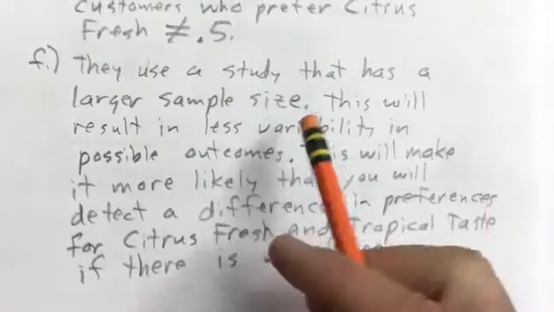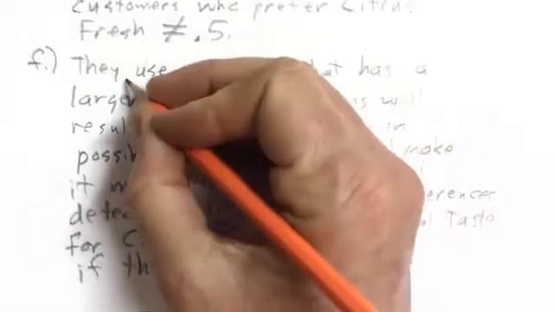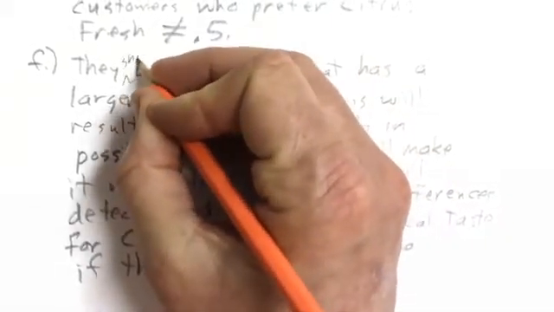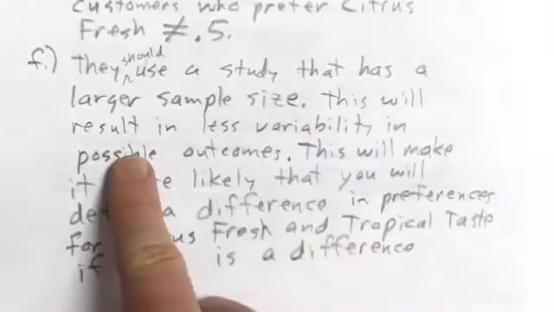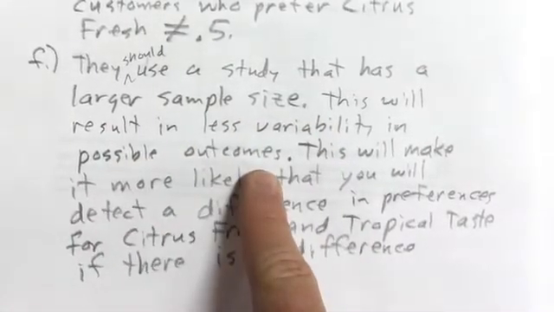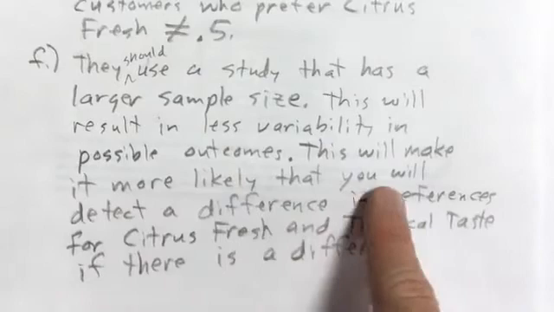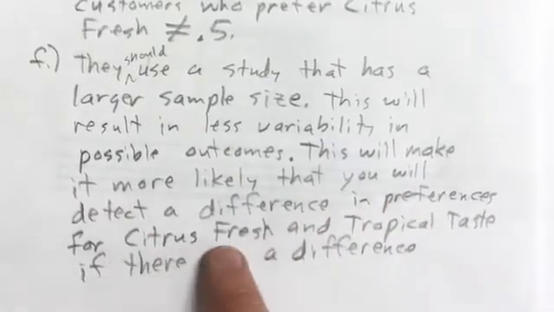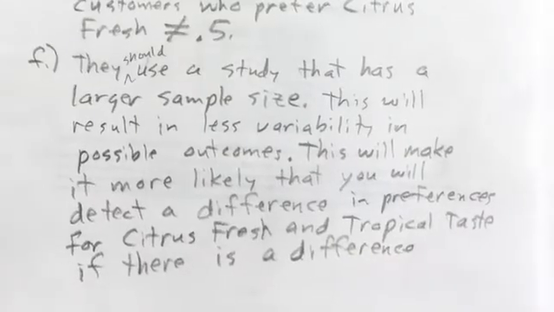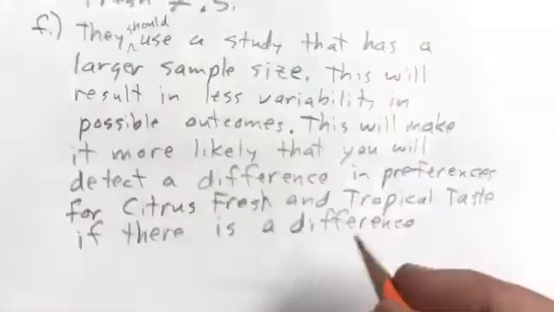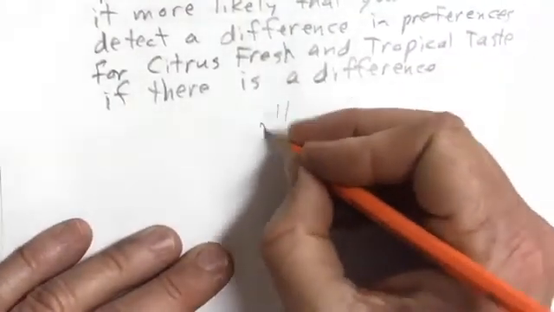They should use a study that has a larger sample size. This will result in less variability in possible outcomes. This will make it more likely that you'll detect a difference in the preferences for citrus fresh and tropical taste if there really is a difference. And that's it. That is the 2006 Form B.